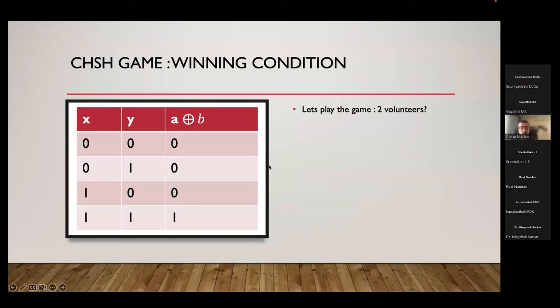So let's see an example. If X is zero and Y is zero, then X and Y is also going to be zero. In this case, the outputs should satisfy A XOR B equals zero; only then do we say that the players have won the game. If one of the inputs is zero, suppose 0 1 or 1 0, then again AND is going to be zero, and again we want the XOR to be zero for them to win. But if both the inputs are one, in which case the AND is also one, then we want A XOR B to be one. So the output bits must be unequal for them to win the game.